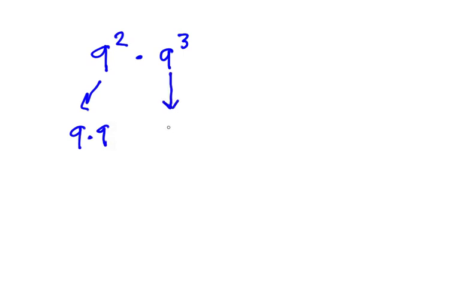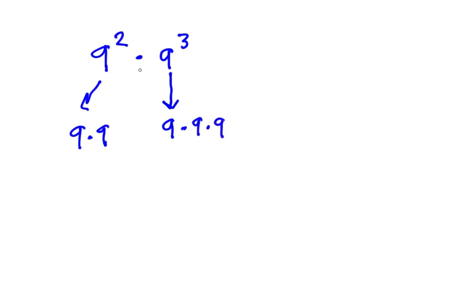So let's take a moment to see why this is. Let's say I had 9 to the power of 2 times 9 to the power of 3. If we think about this, 9 to the power of 2 really means 9 times 9, 2 9s multiplied together. And 9 to the power of 3 would just be 3 9s multiplied together.